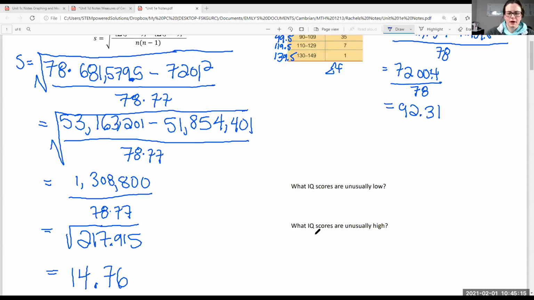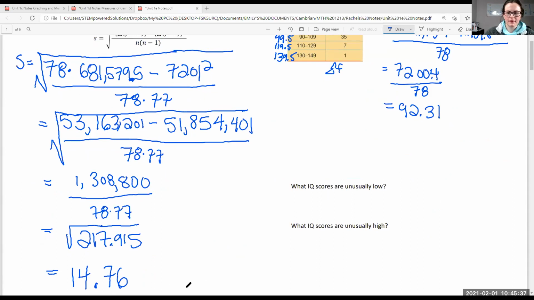Okay, so how did those breakout rooms go? What did you discover, or what did you find out for what IQ scores are unusually high and what IQ scores are unusually low? Would someone like to jump in and say what IQ scores are unusually low? Class, are you there? Hello?